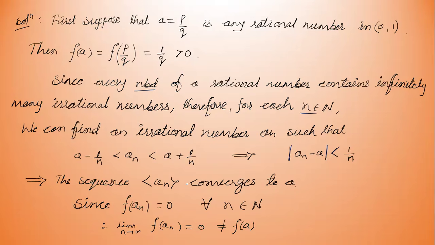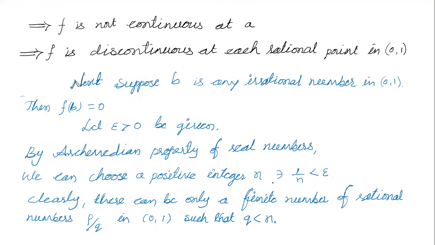Since f of an is equal to 0 for all n belongs to N, limit n tends to infinity, f of an is equal to 0, but f of a is 1 by q, not equal. Therefore, f is not continuous at a. F is discontinuous at each rational point.